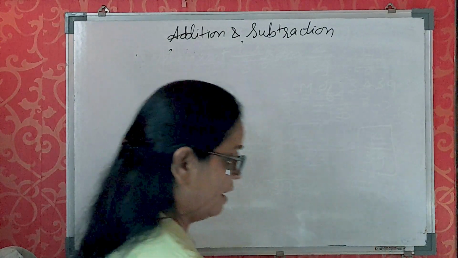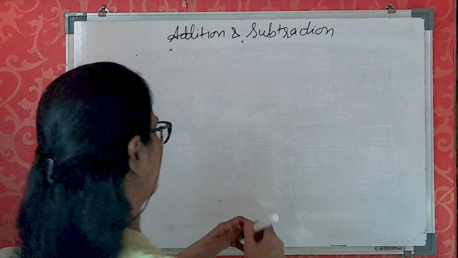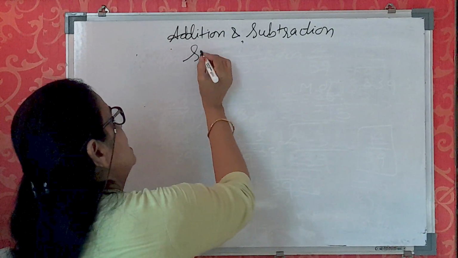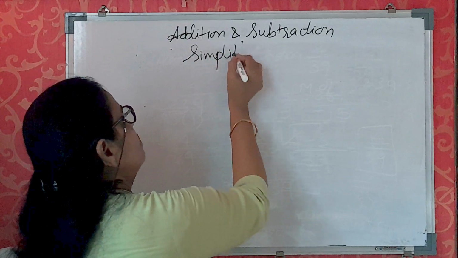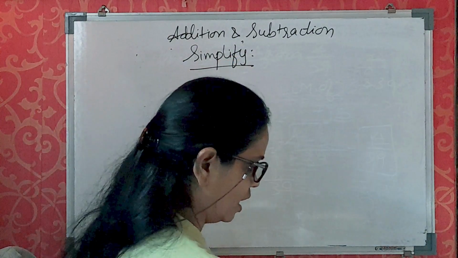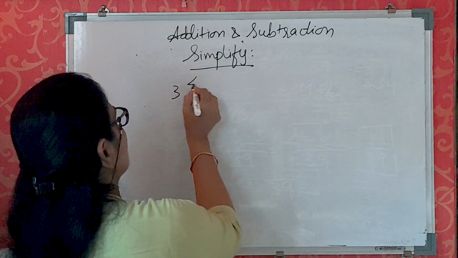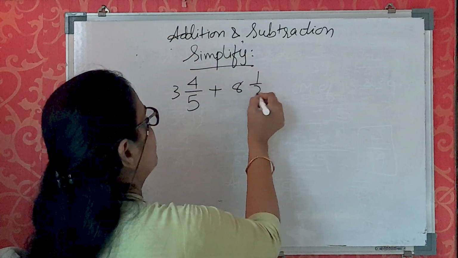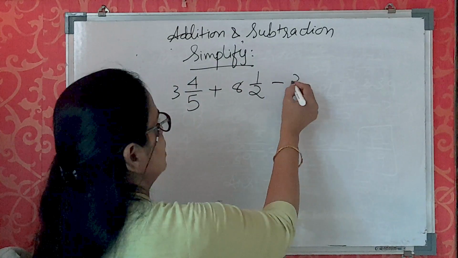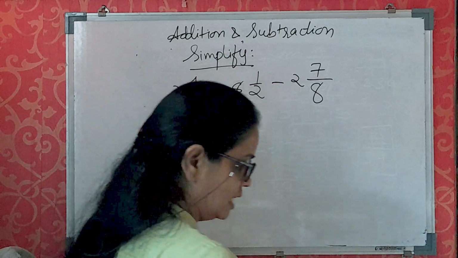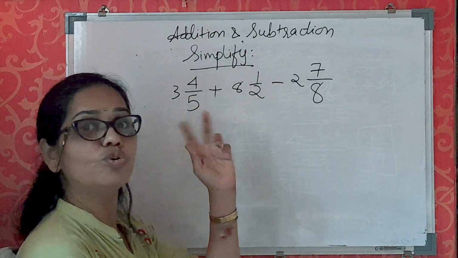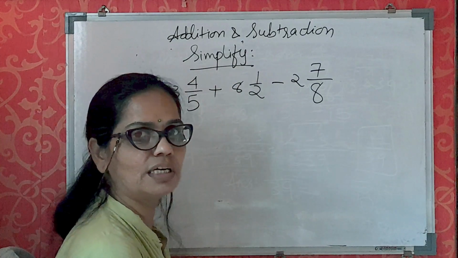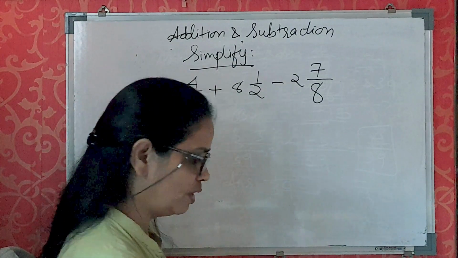Now look here. When they are mixed fractions, they will not say addition and subtraction. They will give the heading: simplify. And your sum is 3 integer 4 upon 5 plus 8 integer 1 upon 2 minus 2 integer 7 upon 8. Children, in this sum I will show you two methods. Different schools use different methods, so I will also show you two different methods.